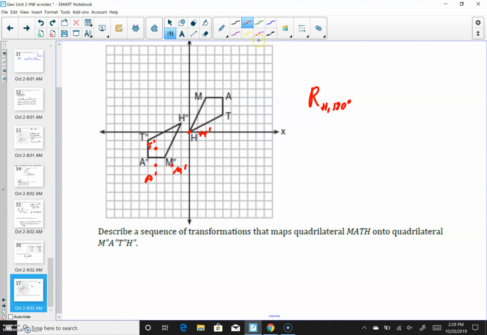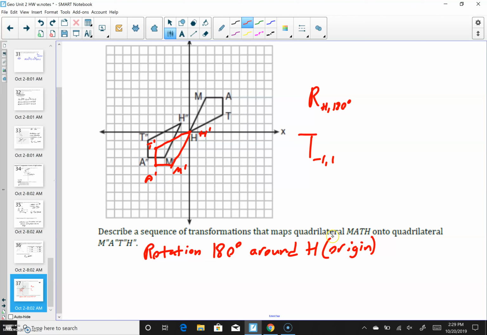So if we look at what I've got there, this is our first rotated shape. And you can see that we are almost on top. But every point needs to go left one and up one. So we need to do a translation, left one and up one. We can write this in words, which would be a rotation 180 degrees around H, or you could say around the origin, since those happen to be the same exact spot. Then a translation left one and up one. So that's how you would do it in words.